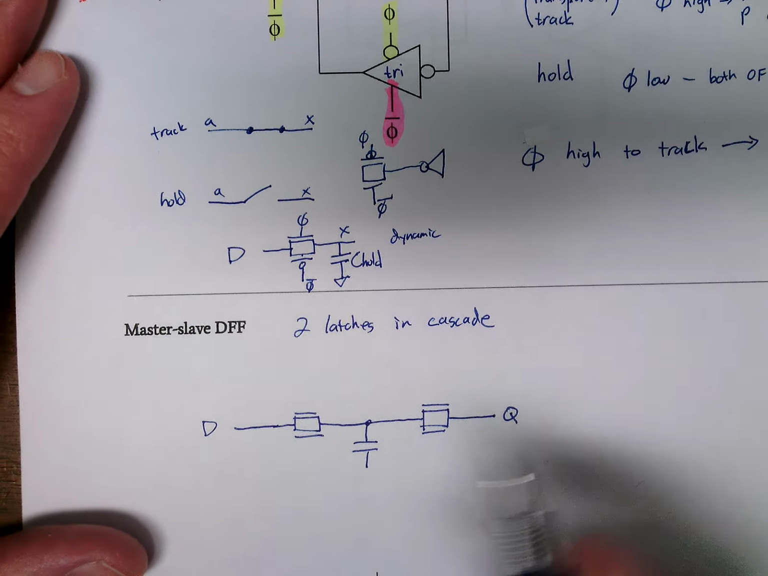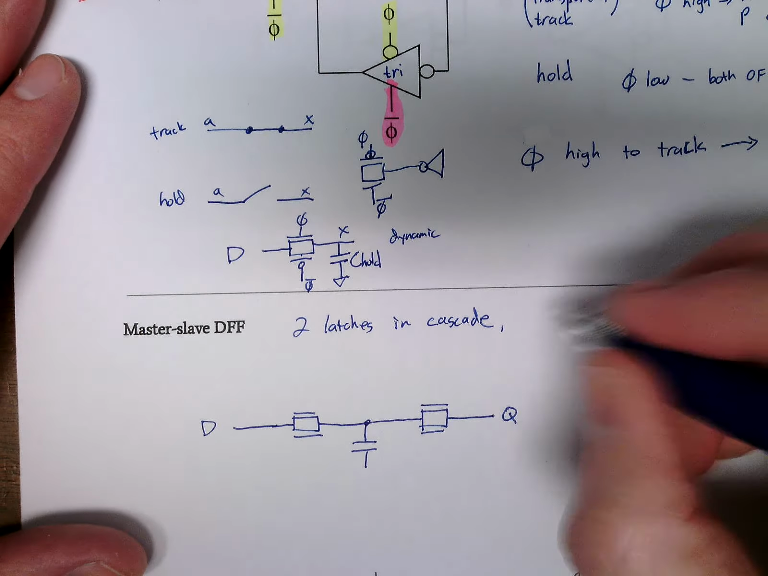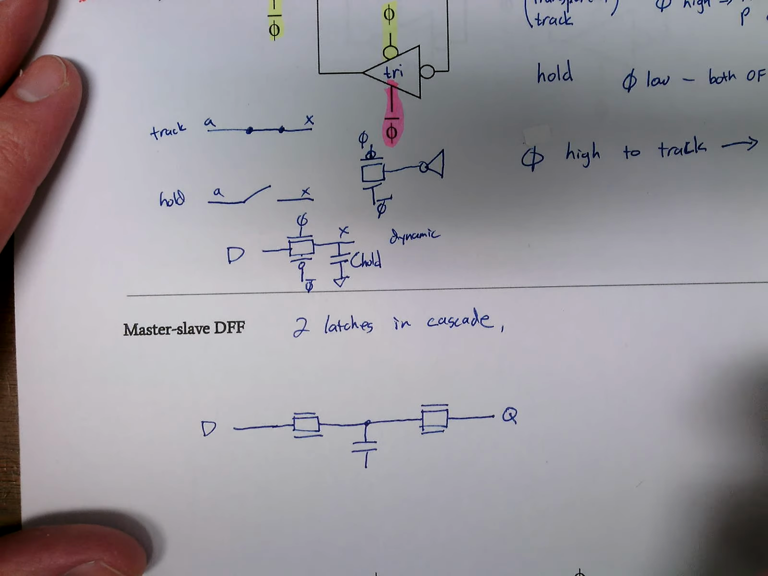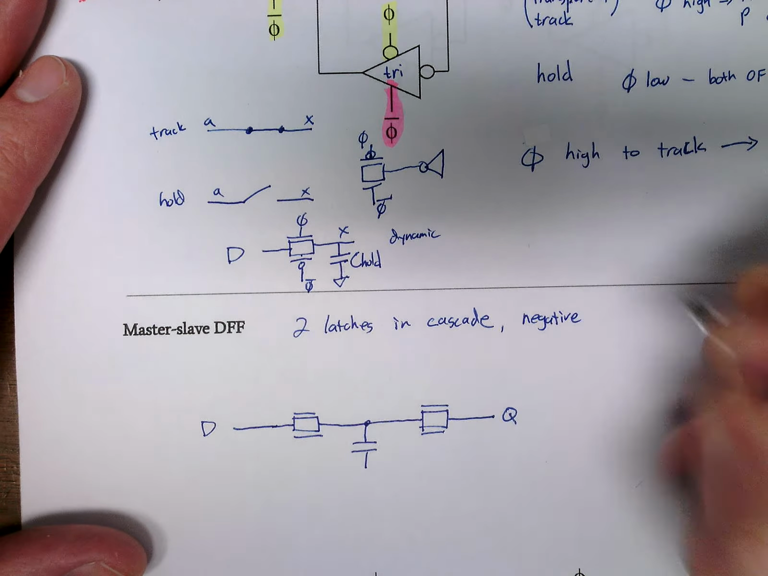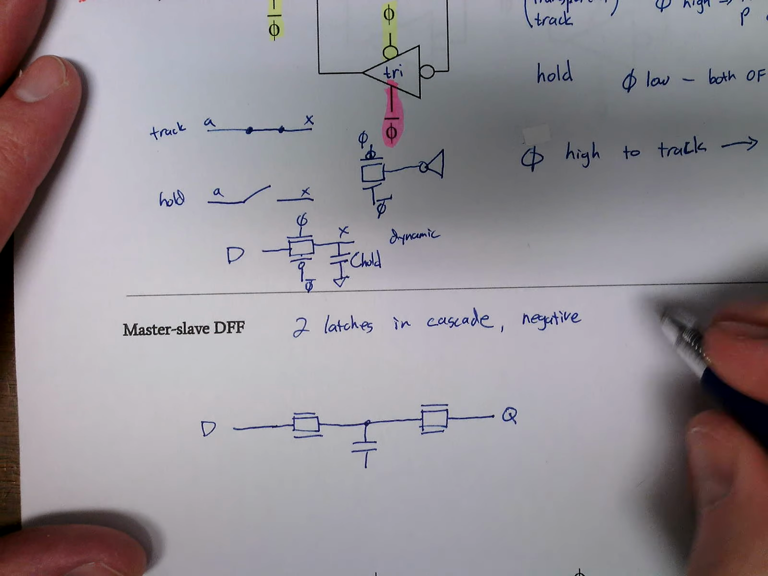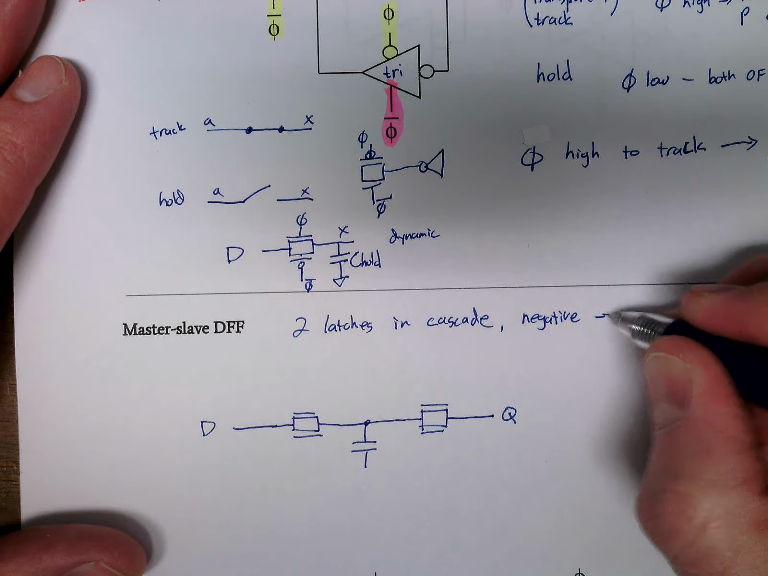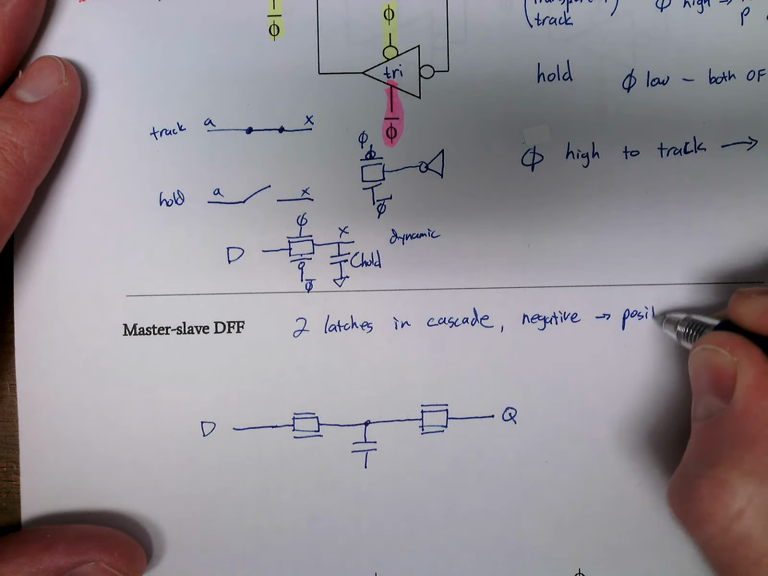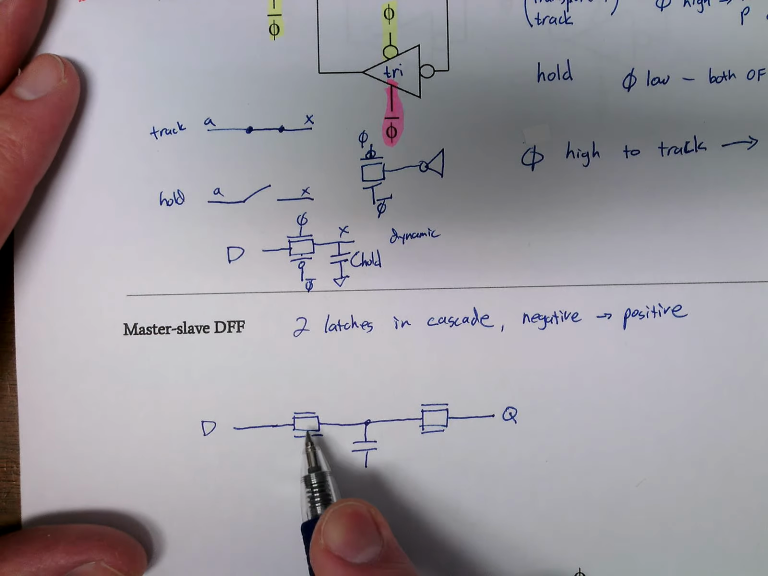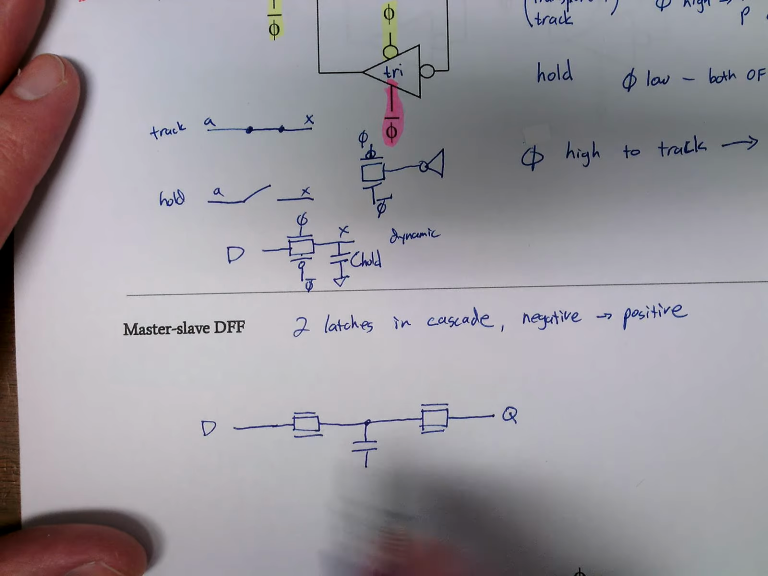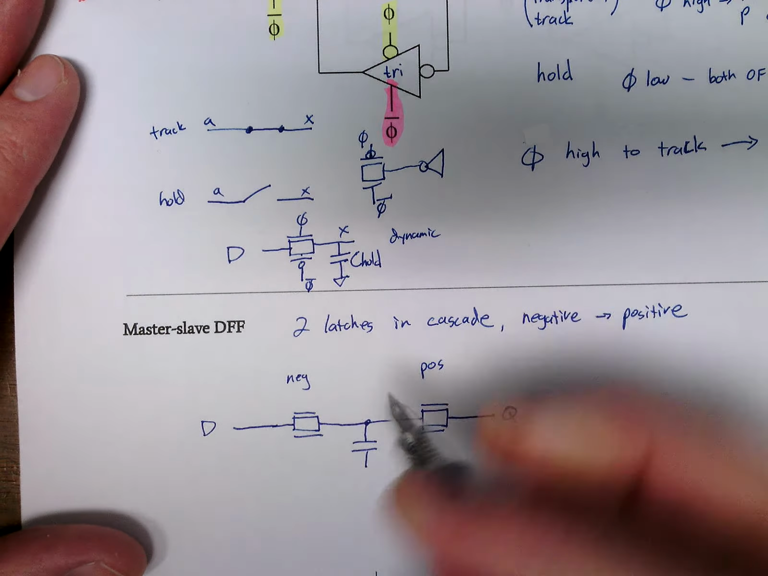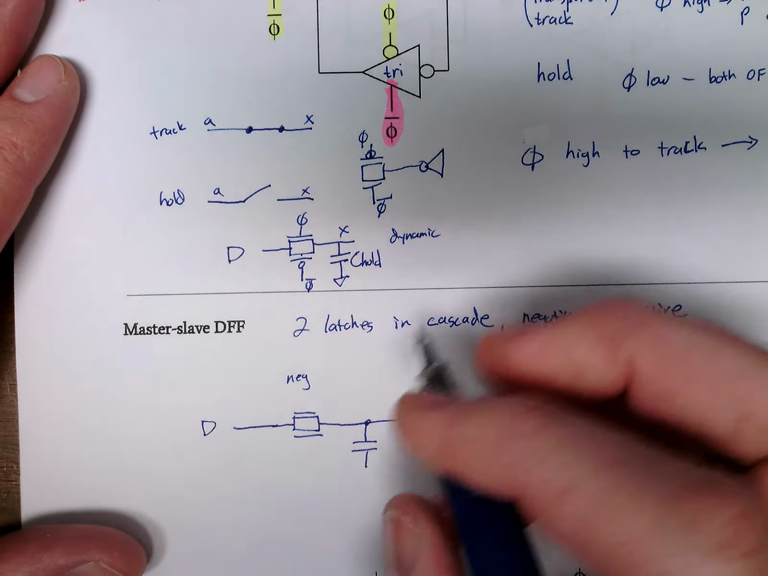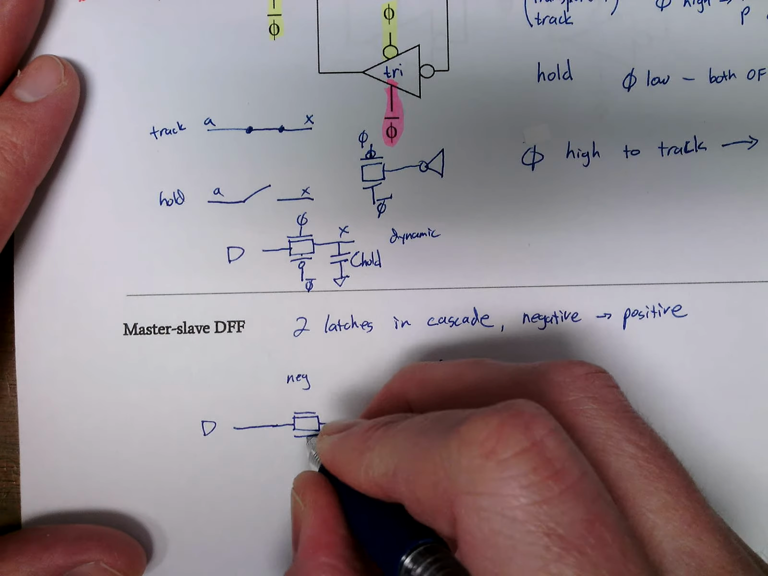Now watch. Let's see. We're going to make a positive edge triggered flip-flop here. So it's a negative latch followed by a positive latch. To make a negative latch here, I want this one is negative and this one is positive. I need to have my PMOSs.